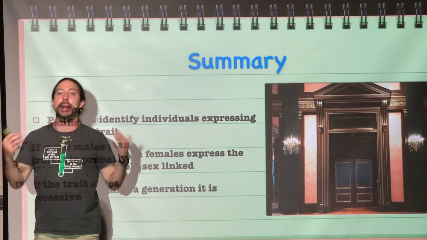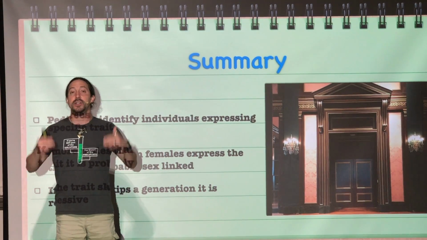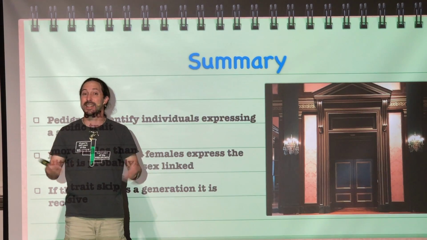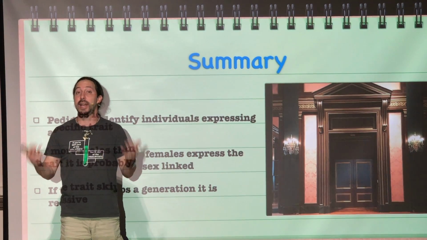And that is why many genetic counselors use pedigrees to determine what the chance is that a couple could pass on a specific trait, typically of some sort of genetic disease.